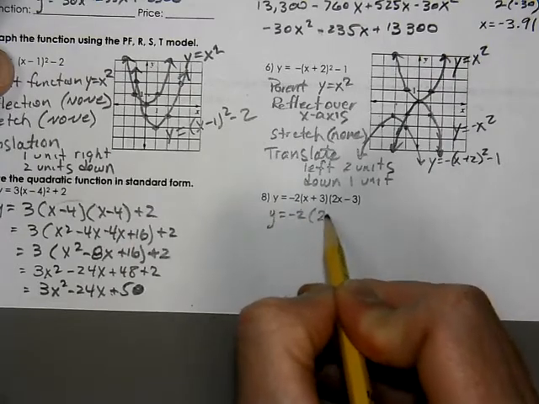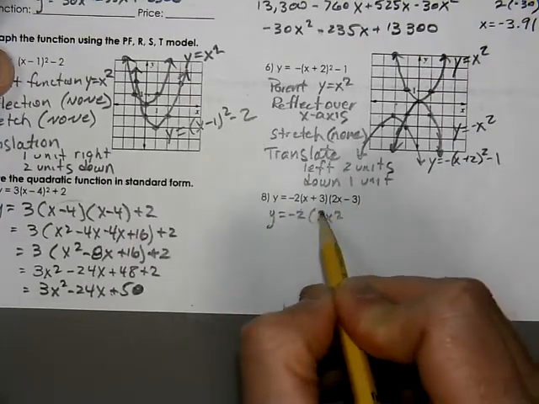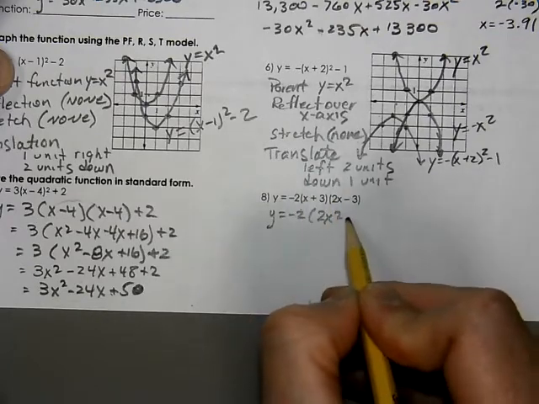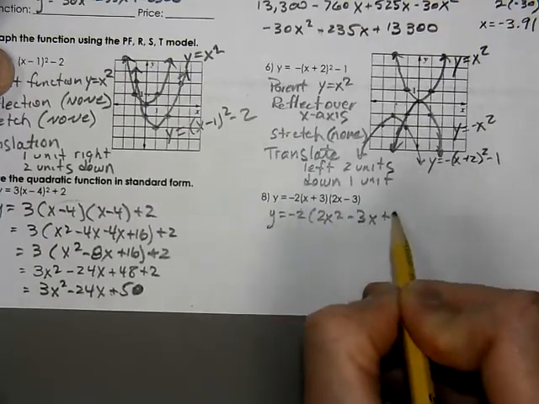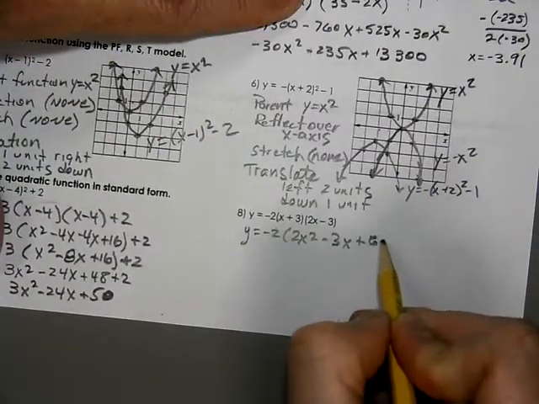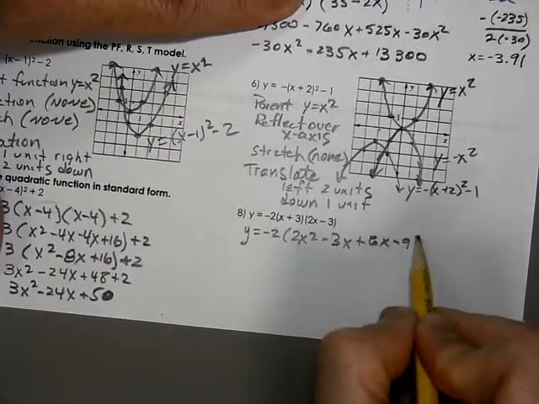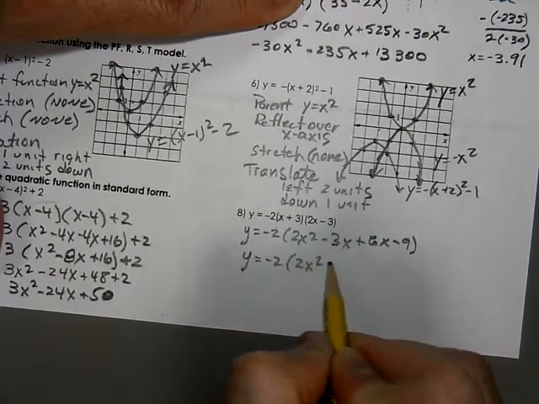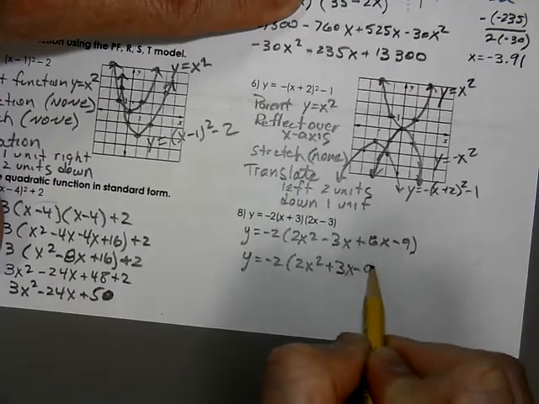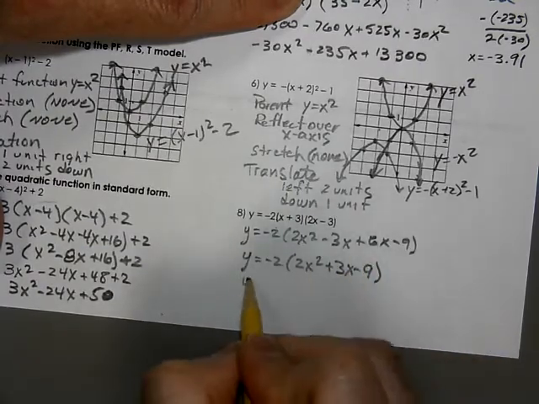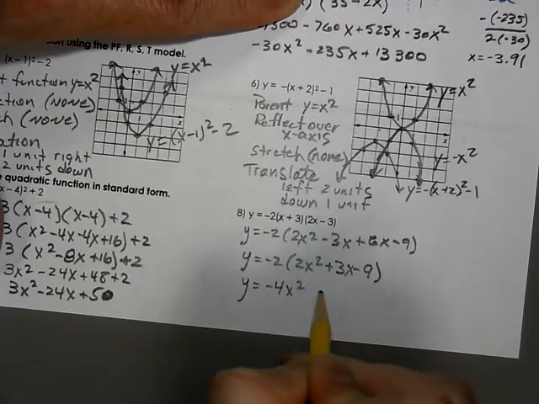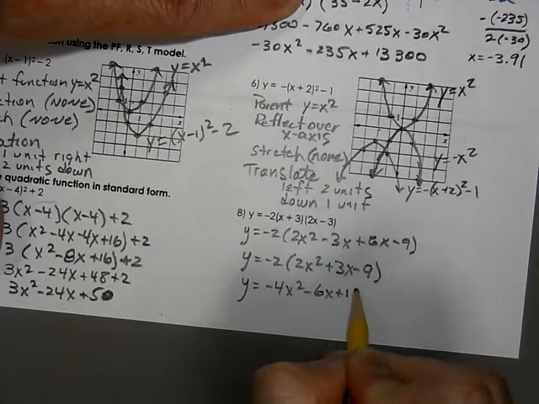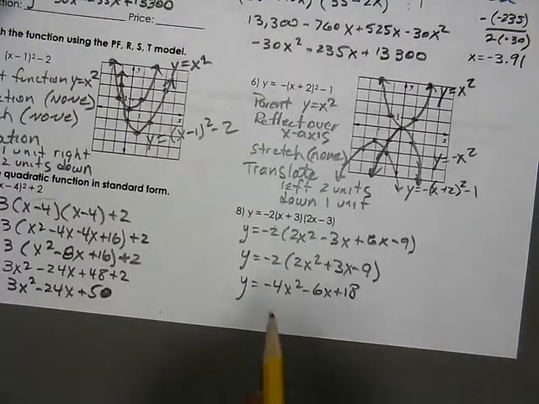On this, we would multiply through, FOIL the front, the outer, the inner, and the last. Collect your like terms. And then distribute. It's in standard form because it's in the format of ax squared plus bx plus c.